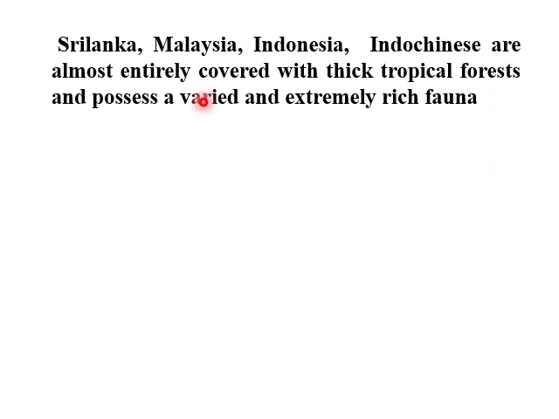If we talk about the different areas that are covered by forest, these include Sri Lanka, Malaysia, Indonesia, and the Indochinese region. These are basically covered with thick tropical forests and possess a varied and extremely rich fauna. What is meant by tropical forest? Tropical forests are basically present in most of the world's rainforests, which are in South America and Southeast Asia. In Southeast Asia, they cover about 25% of the world's rainforest. There are also smaller areas of rainforest in Central America, Madagascar, India, and Australia.